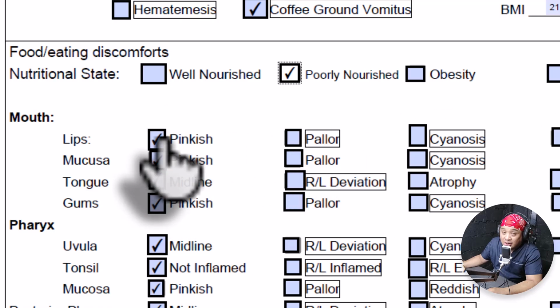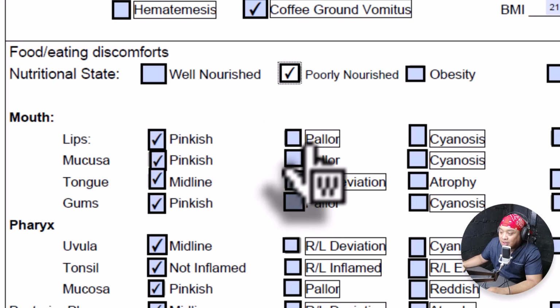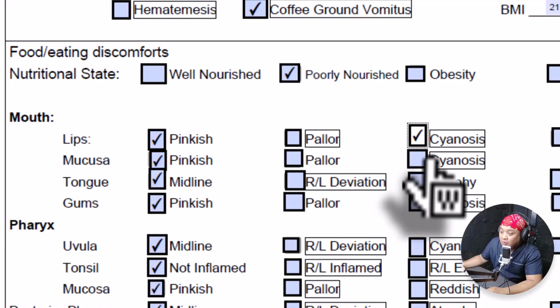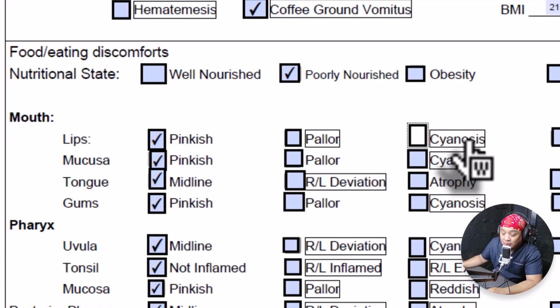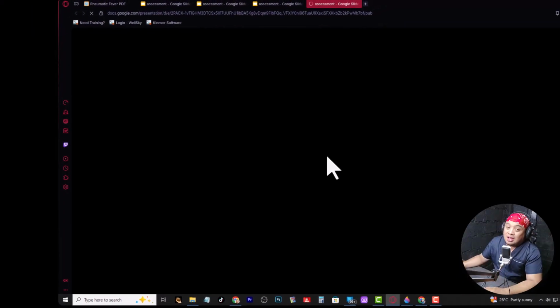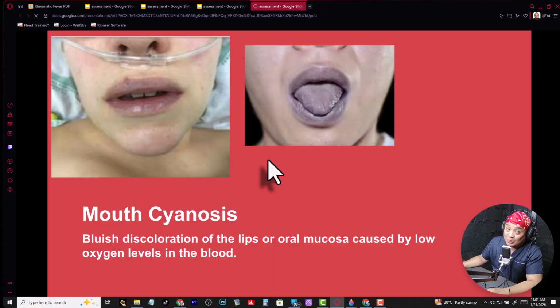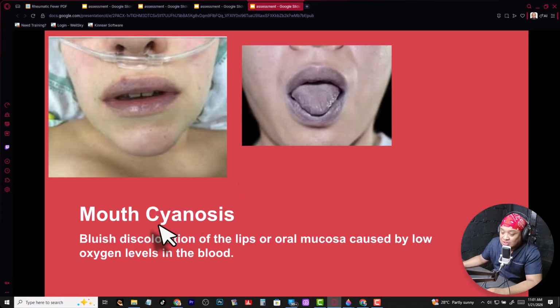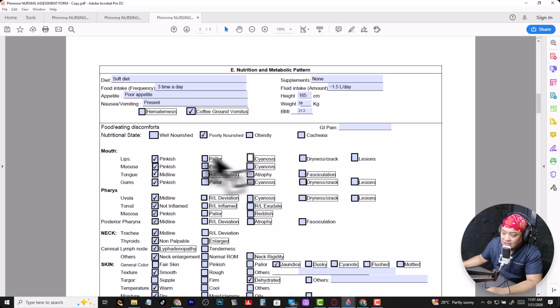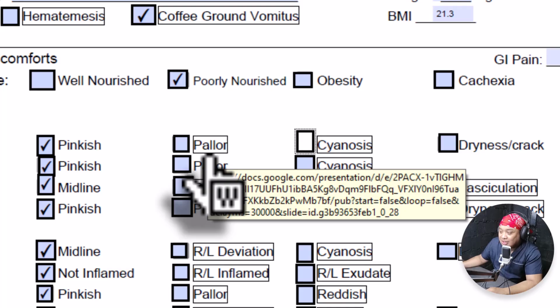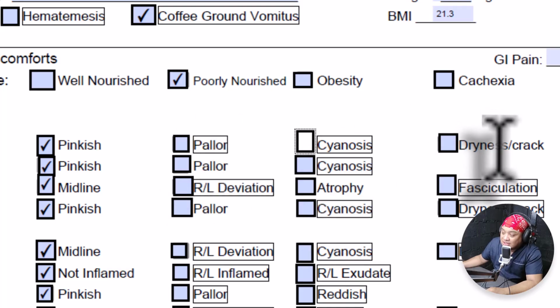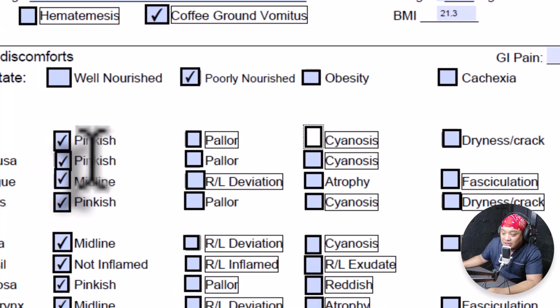I indicate here pinkish. For example, if my decision is cyanotic, I'm going to click this one, but there's a box here. You can just click that one and it gives you an idea about cyanosis. Mouth cyanosis is a bluish discoloration of the lips or oral mucosa caused by low oxygen levels in the blood. Same thing with the pallor. Now, we also have dryness and cracks. We also have lesions.